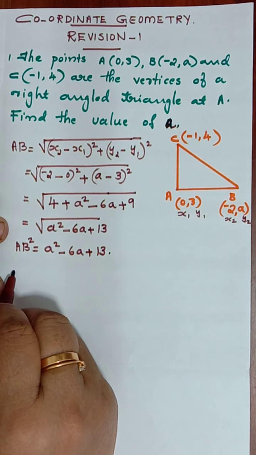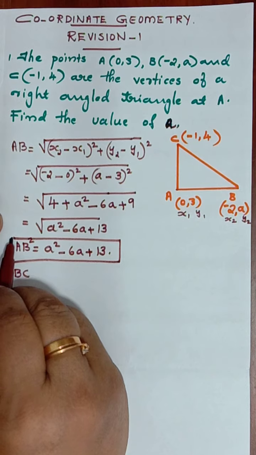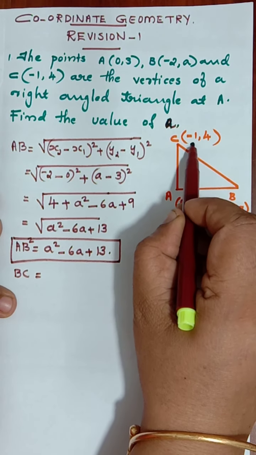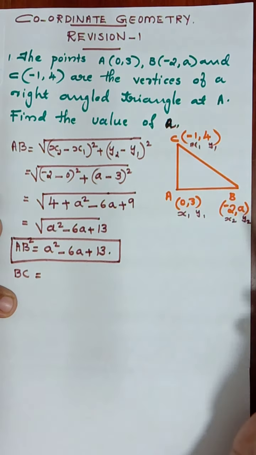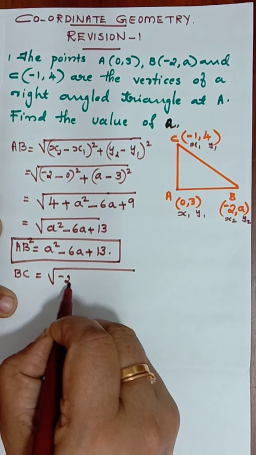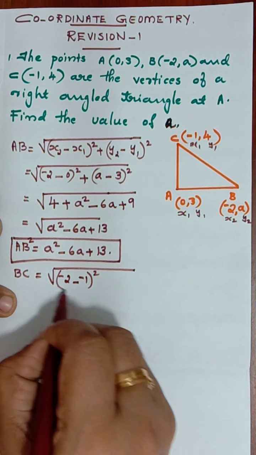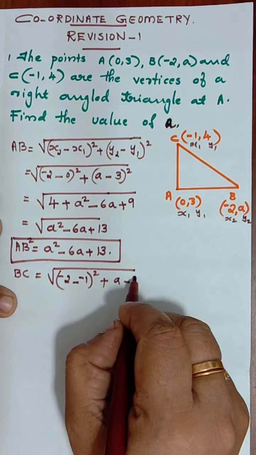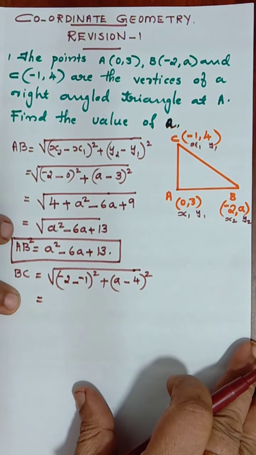Now let us find out what is BC. Here we got one important point. For BC, I am taking it as B x1, y1, C x2, y2. In any order you can take, there is no problem. Root of (x2 minus x1) whole square plus (y2 minus y1) whole square.